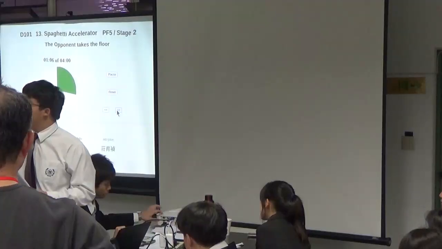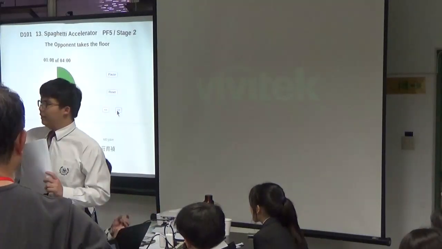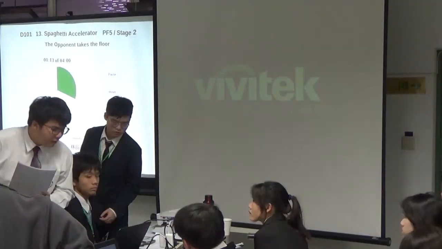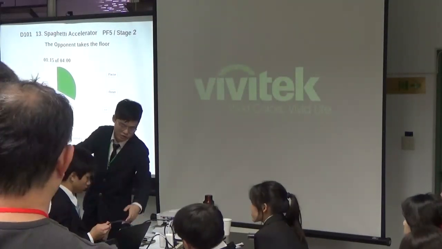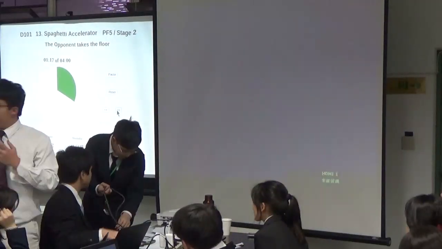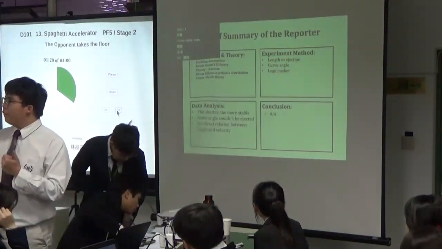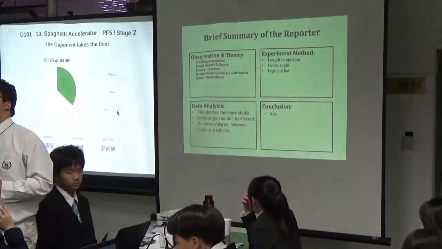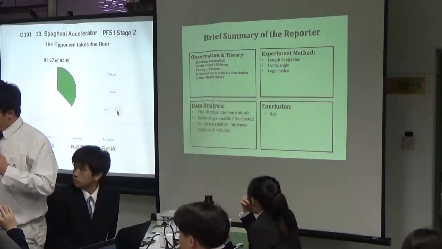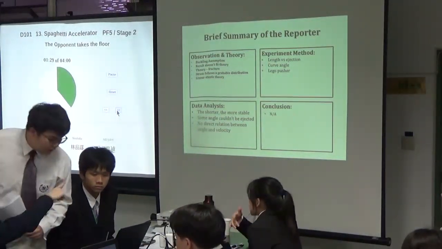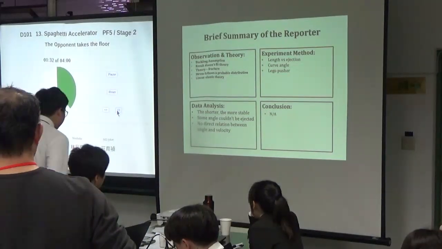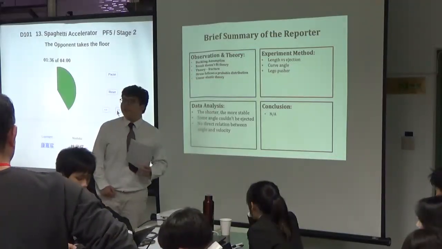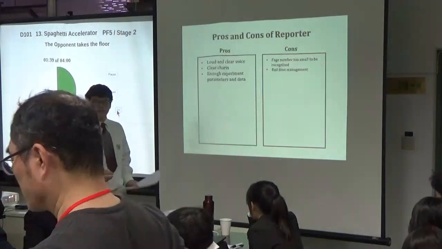and also the angle of the accelerator that will affect the extraction speed. And in their data analysis, they found out that some angles and some widths of the accelerator will make the spaghetti not be ejected. And for their conclusion, they didn't have enough time to talk about it.